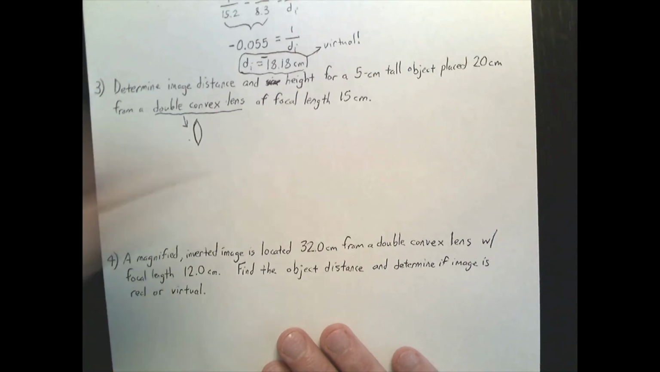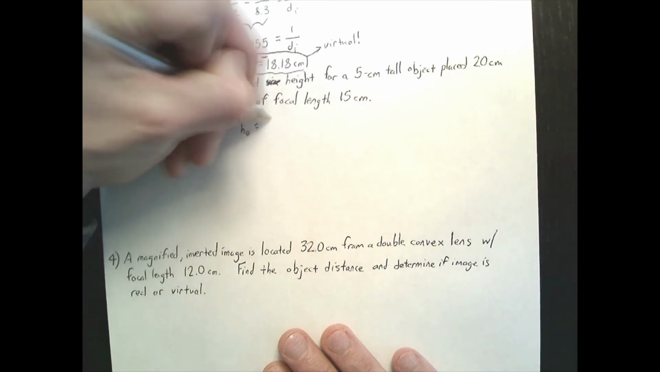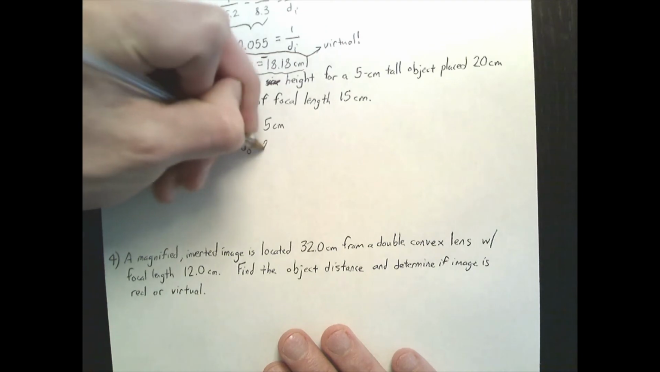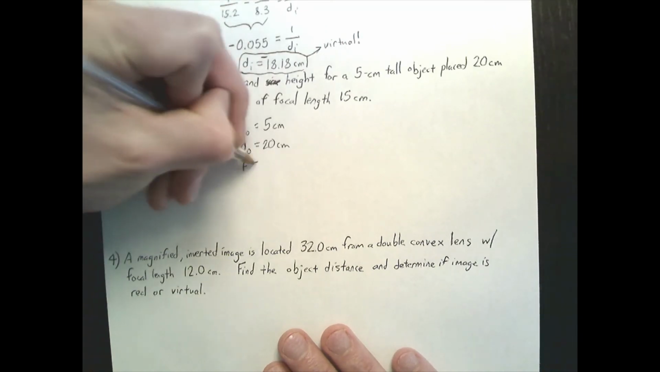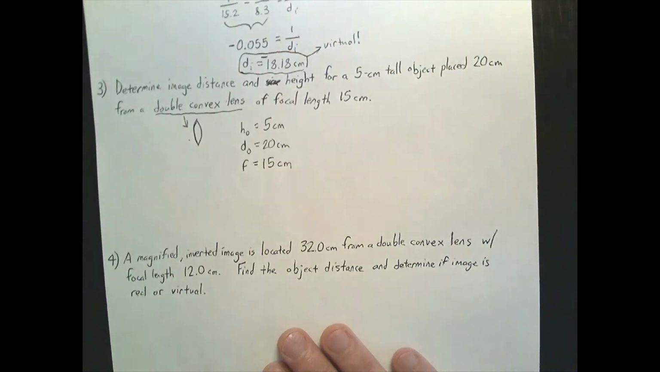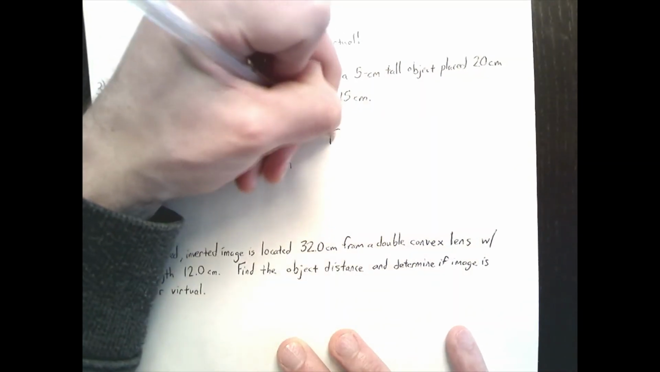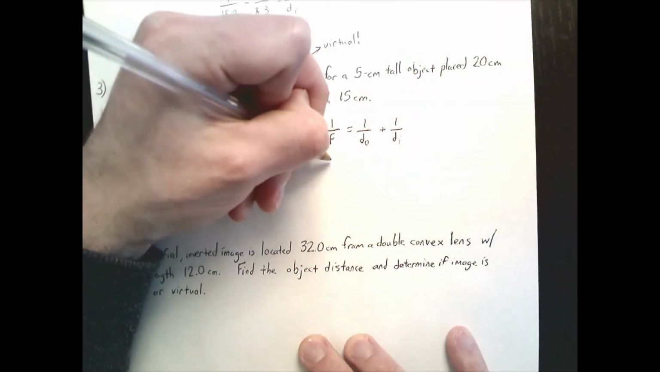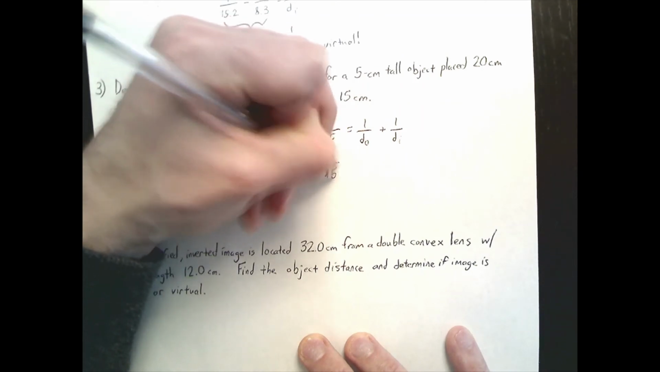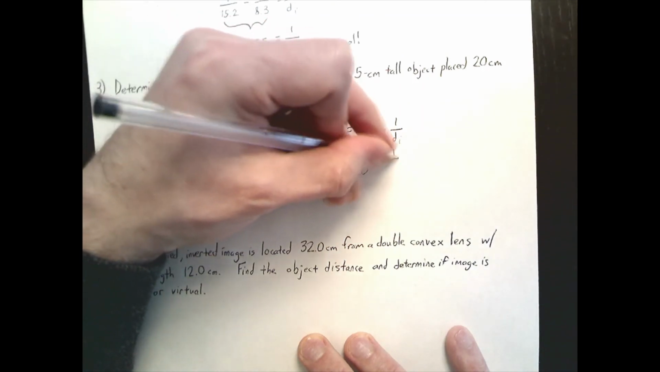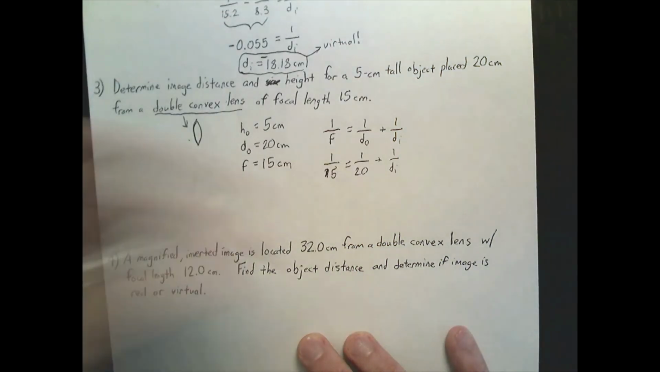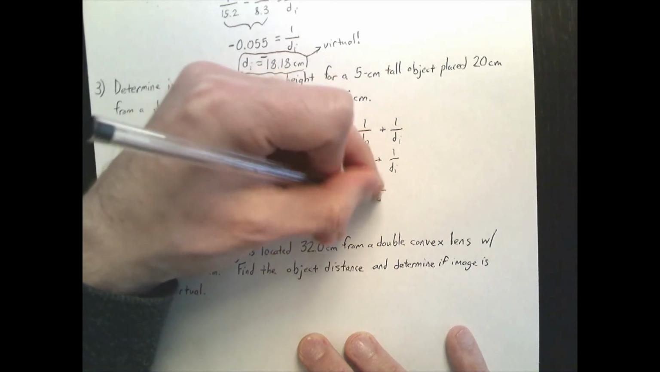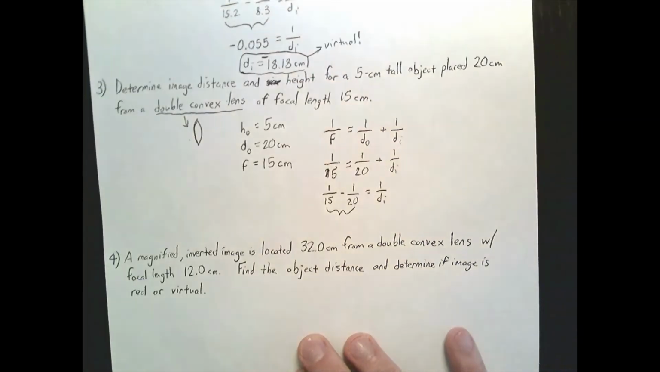So same kind of thing. We know that the height of the object is 5 centimeters tall. We know that the object is placed 20 centimeters away from the lens, and the focal length is 15 centimeters. All right, same kind of thing. 1 over f equals 1 over do plus 1 over di. We plug in our numbers, we get 1 over 15 equals 1 over 20 plus 1 over di. And then we're going to subtract 1/20th from both sides to get 1 over di all by itself. Plug that value into our calculator.